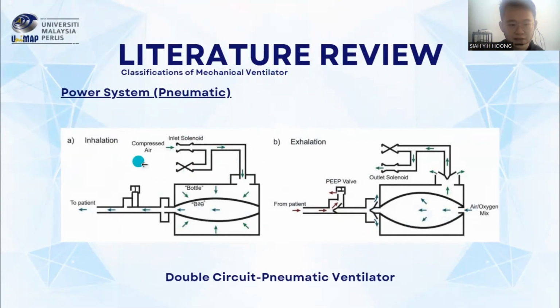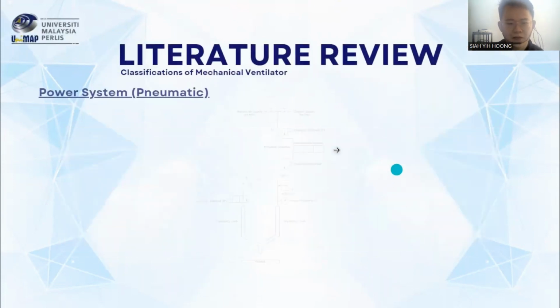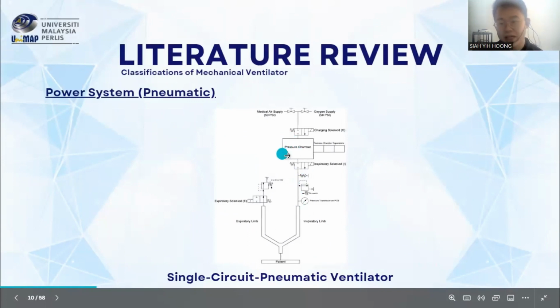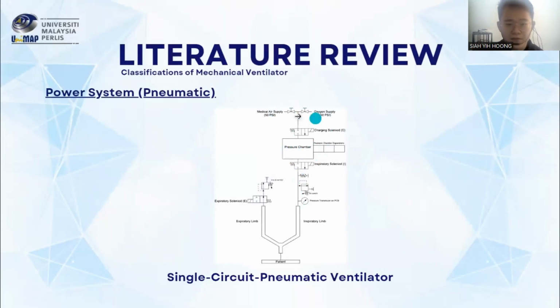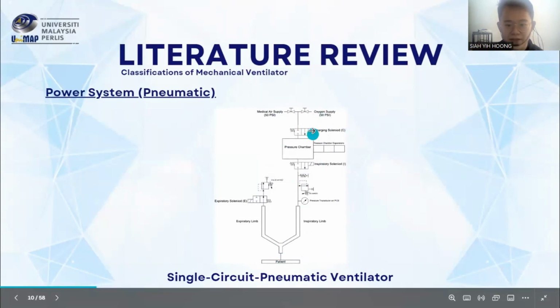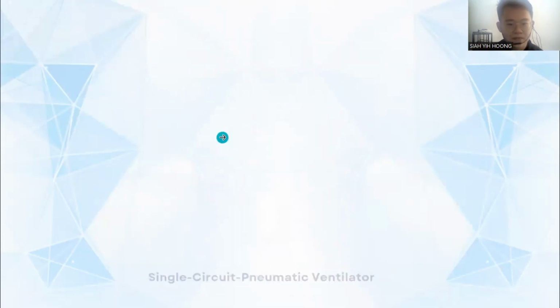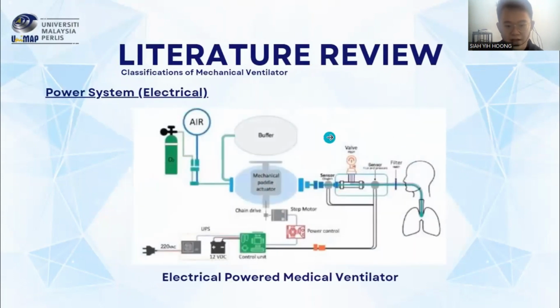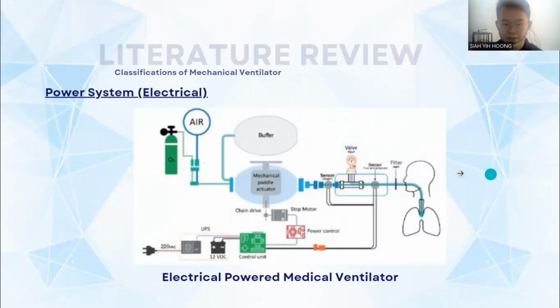We can observe that they have two airways. The first airway delivers compressed air so that it can compress the bag inside the bottle. The second airway delivers the oxygen to the patients whenever the bag inside is compressed by the compressed air. This diagram shows a single circuit pneumatic ventilator, where the tidal volume can be delivered to the patient by manipulating the valve right here. For the electrical ones, there is always a mechanical mechanism on the ambu bag, and they work together to deliver the tidal volume to the patients.